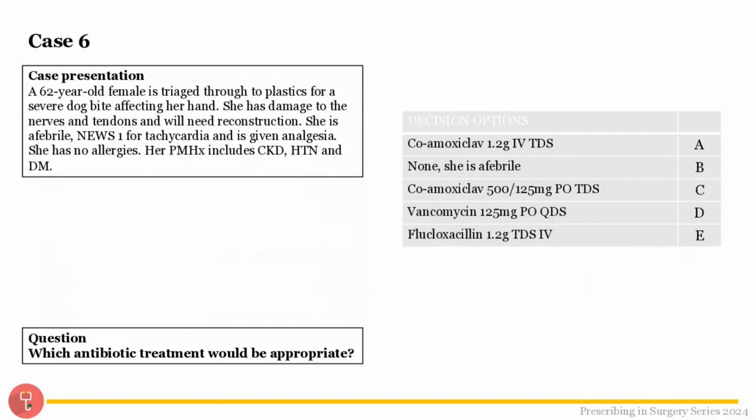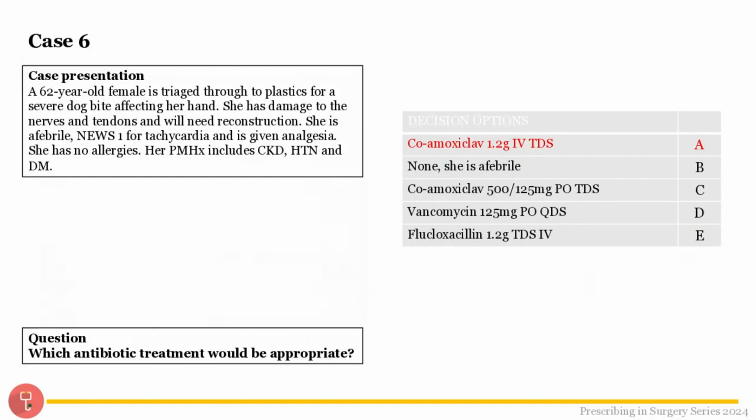Okay, so we've got lots of votes for co-amoxiclav. It's just whether it is IV or oral here. So the answer is IV. So we want to give co-amoxiclav 1.2 grams 3 times a day IV. In bites where there isn't any penetration to the bones or the joints or the tendons, we can just give them oral co-amoxiclav. But because it's gone into the tendon, she's going to need IV.